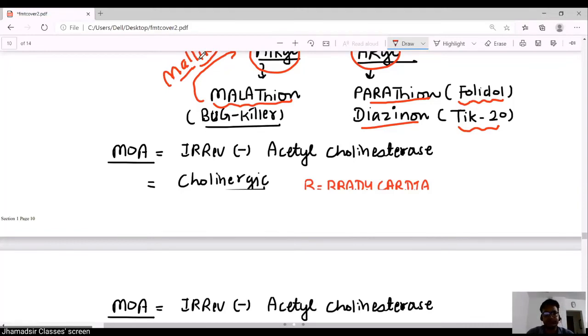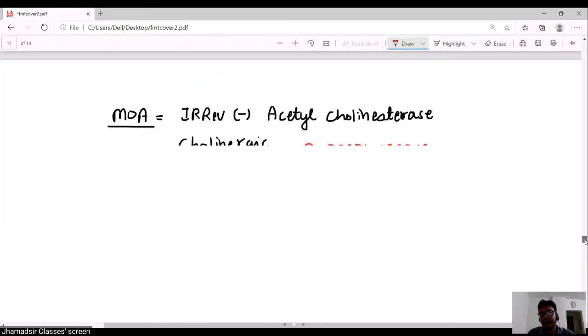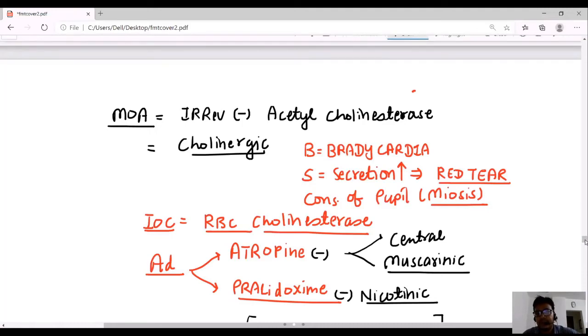Now, sir, see. Another important point: mechanism of action. It irreversibly inhibits acetylcholinesterase. So the effect will be cholinergic. All effects will be cholinergic because it inhibits acetylcholinesterase.